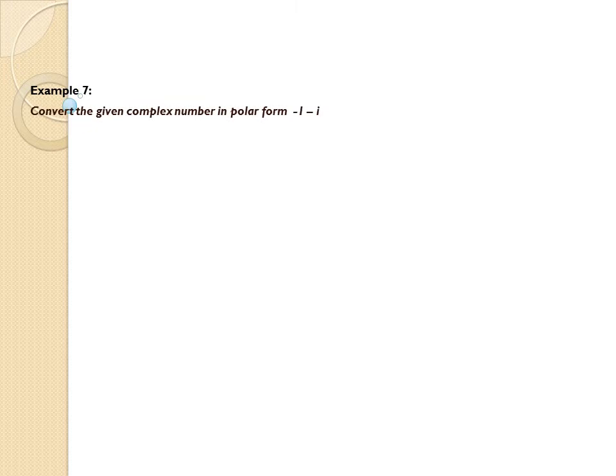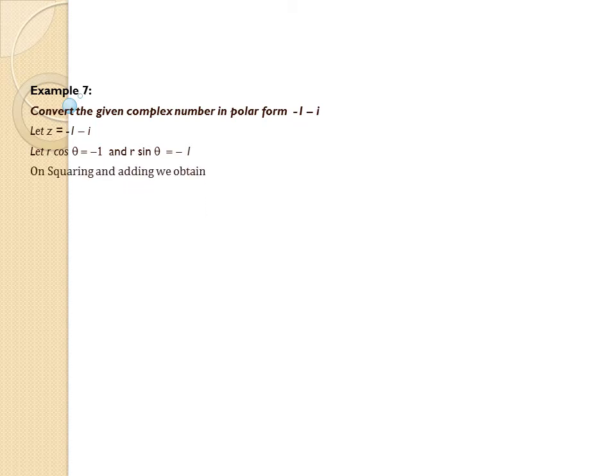Convert the given complex number in polar form. Okay, the complex number is -1 minus i. We will consider z equal to -1 minus i. So r cos theta equal to -1 and r sin theta equal to -1, because the coefficient of i is 1.